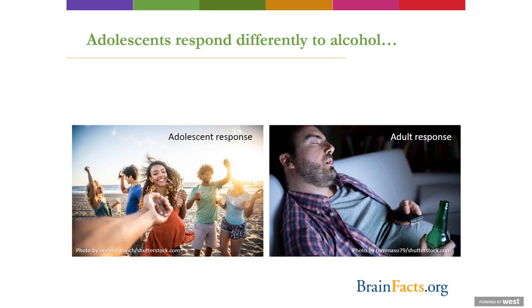Adults tend to fall asleep. That's a sedative effect of alcohol. That's rate limiting. If you get sedated and you fall asleep, you actually stop drinking. So that adult response is protective. But because of their differences in brain development, adolescents are more sensitive to alcohol reward, which means when they start drinking, they want to keep drinking. They're less sensitive to the alcohol sedation, which means that instead of falling asleep, they're more likely to keep going.